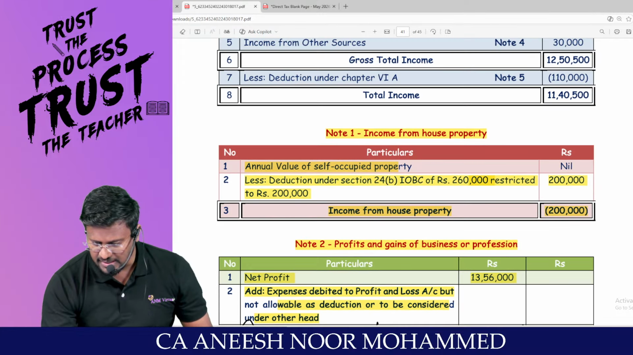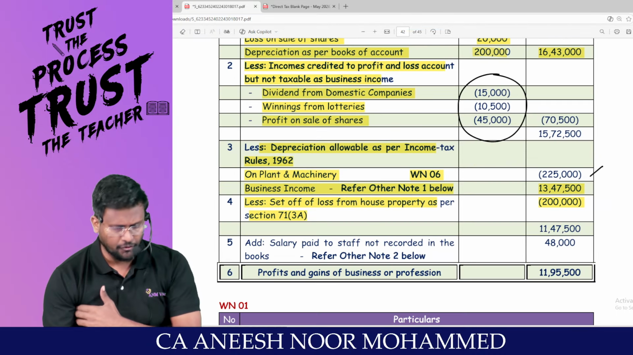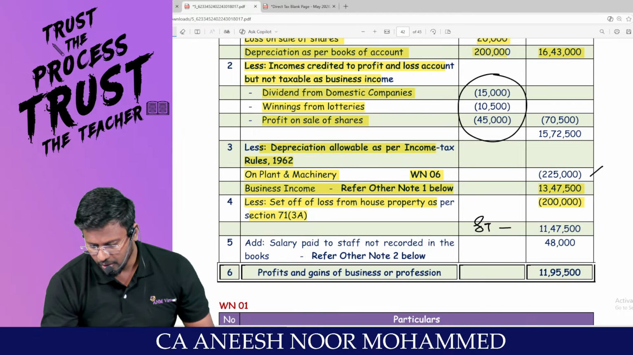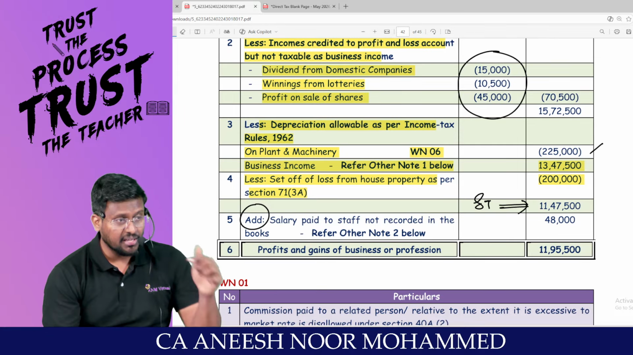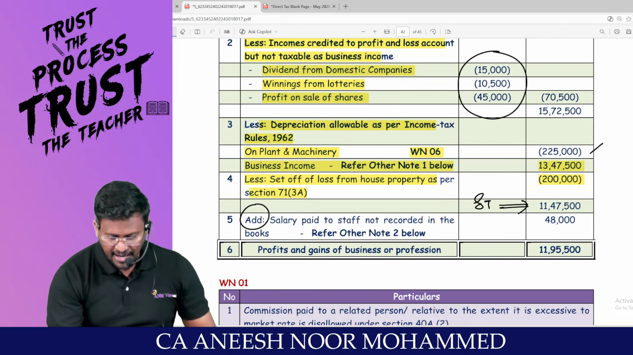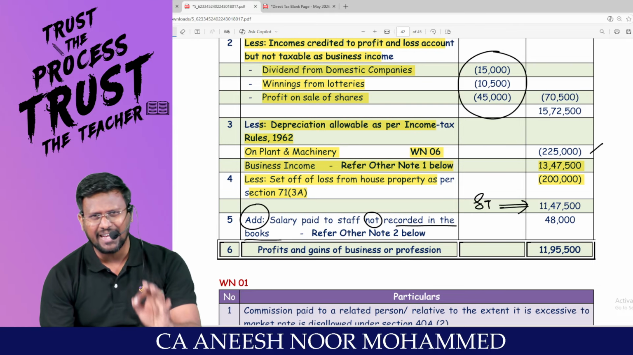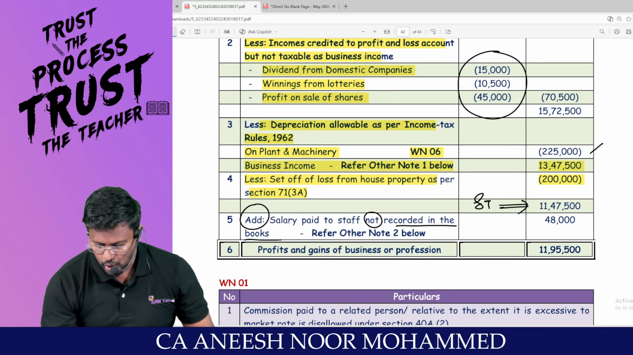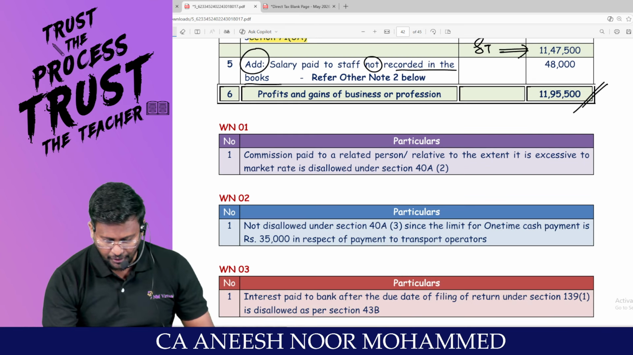That's why the answer here is nil. Am I right? Because PGBP set off we have done. So you will be getting a subtotal of 11 lakh 47,500. And here the game starts. Salary paid to staff not recorded in the books. It's an unexplained expenditure. 48,000 should be added in PGBP. So the profits and gains of business or profession comes to 11,95,500.